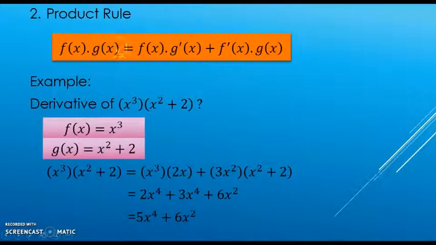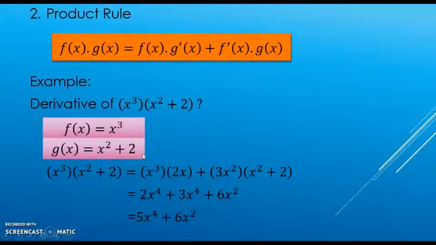Second is the product rule. The formula of the product rule is the derivative of fx times gx equals fx times the derivative of gx plus the derivative of fx times gx. The example is the derivative of x power of 3 times x power of 2 plus 2. Here we can see fx is equal to x power of 3, and gx equals x power of 2 plus 2.